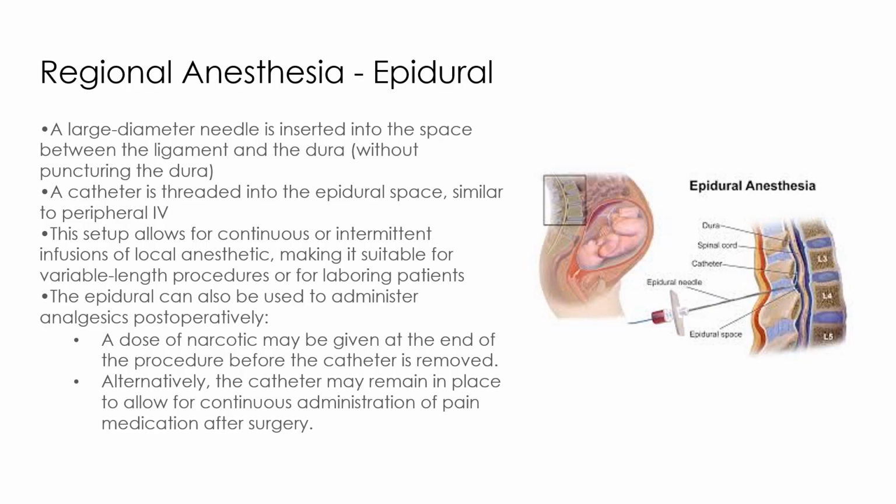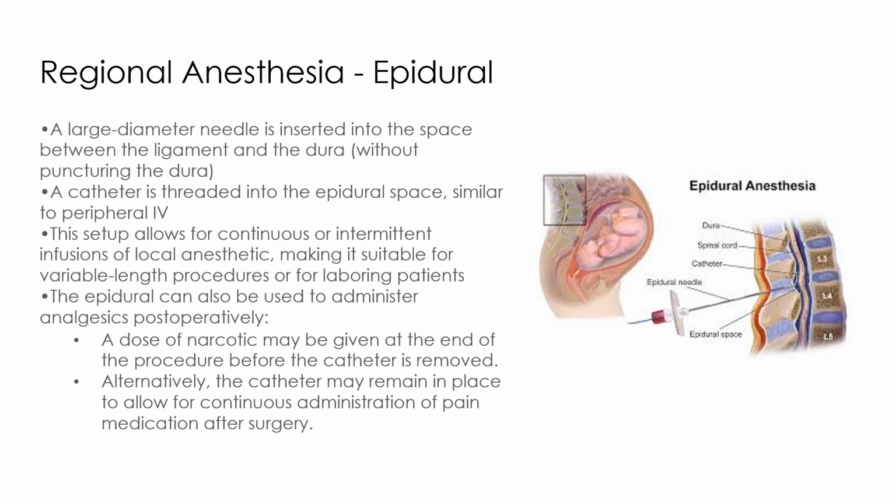An epidural is a type of regional anesthesia only inserted by an anesthesia provider. It's a large diameter needle inserted into the space between the ligament and the dura without puncturing the dura. If the dura is punctured, there is a high risk for a spinal headache. A catheter is threaded into the epidural space, similar in appearance to a peripheral IV, but much bigger.